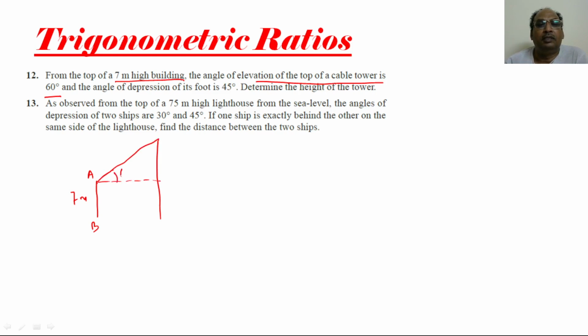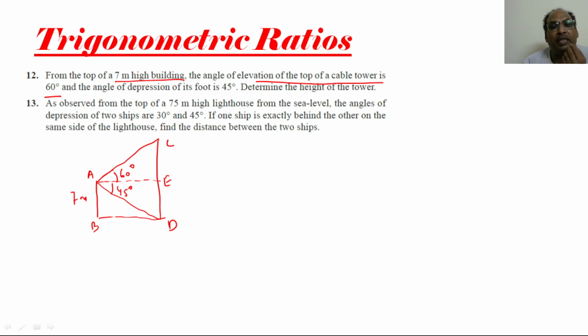So this is 60 degree. And the angle of depression of its foot is 45 degree. So this is 45 degree. Determine the height of the tower. So A, B, C, D, E.